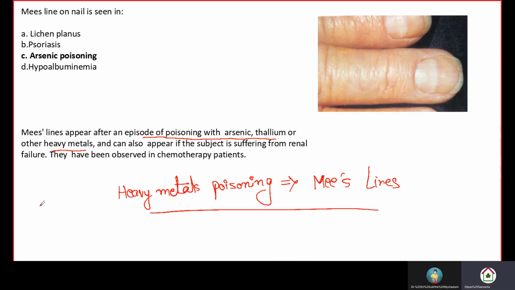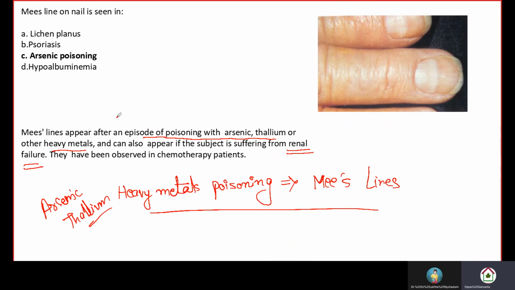Okay, especially with arsenic and thallium. So heavy metals can also appear if the subject is suffering from renal failure. Mees' lines are also found in renal failure. So you can understand one thing, that in several conditions Mees' lines are found, but out of the options, it does matter.